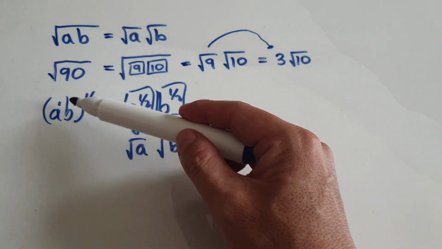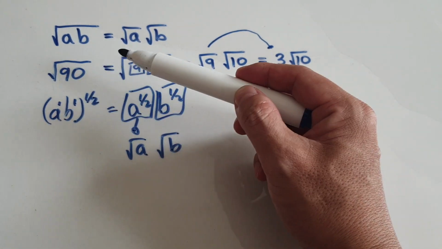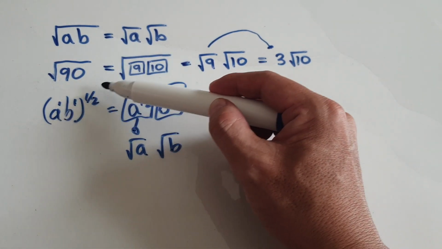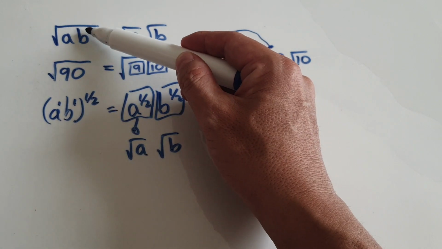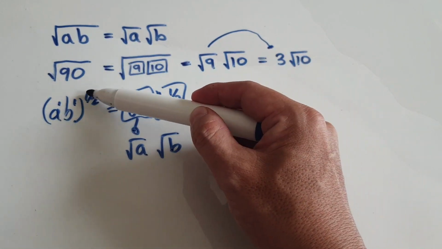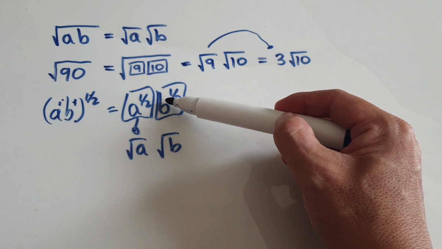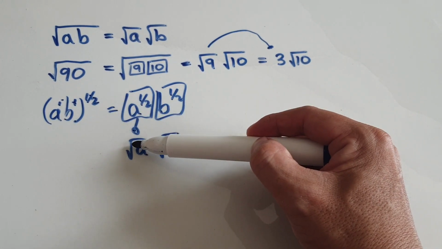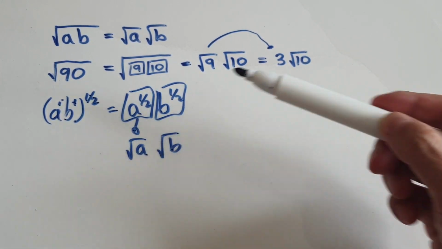Okay? That's why it works, because the trick is really to start out with a times b to the power of a half, because that's what square root is. And then multiply this, that will then give you this. Well, this block is really square root of a, this block is the square root of b. Okay?